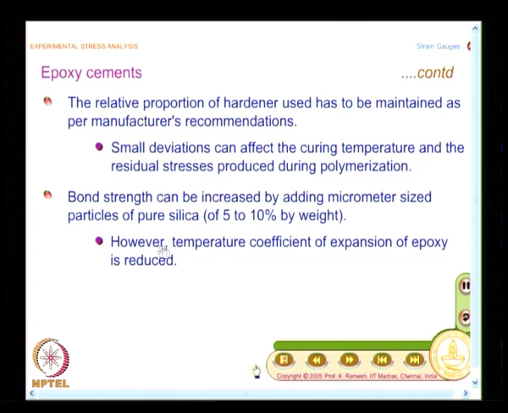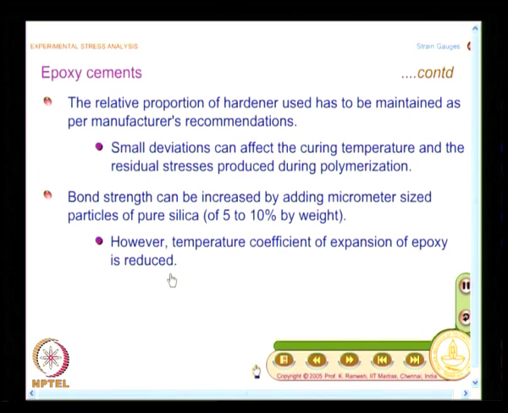But if I add this silica, what happens? Temperature coefficient of expansion of epoxy is reduced. So, you have to pay attention to the thermal influence. So, this is what I said, in strain gauge instrumentation you do one thing, it is advantageous for one aspect, it introduces another problem. So, you have to look at your recommendation holistically, piecemeal you should not employ any one of these recommendations.